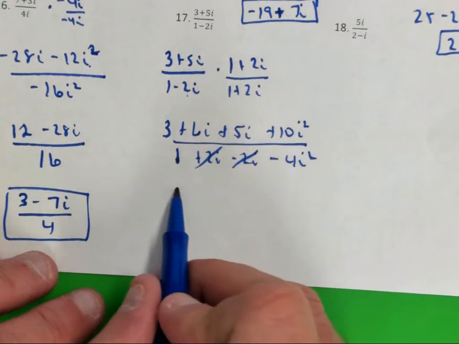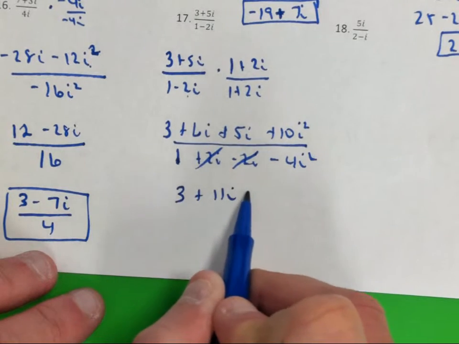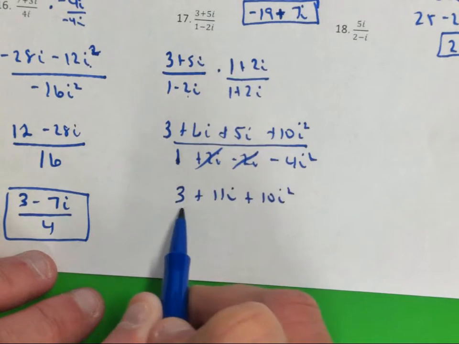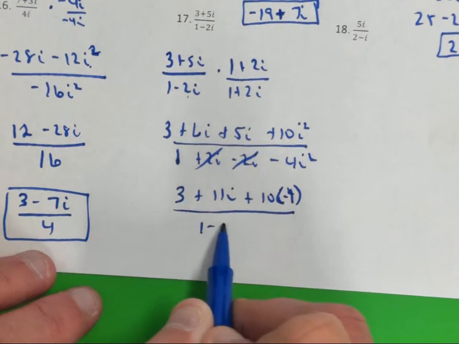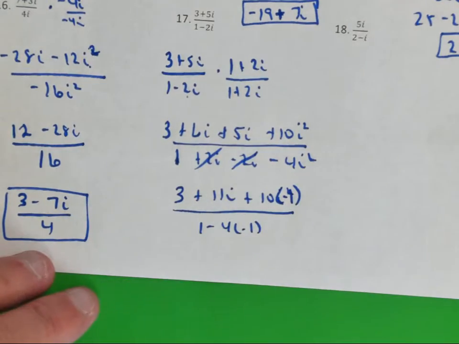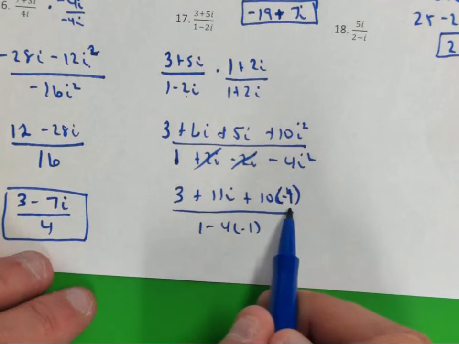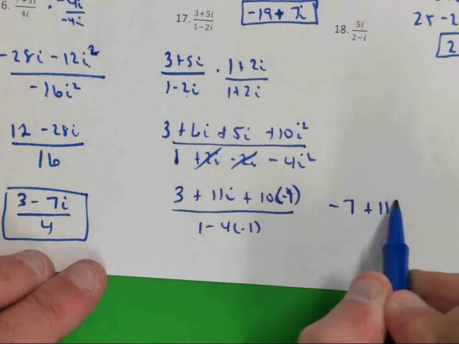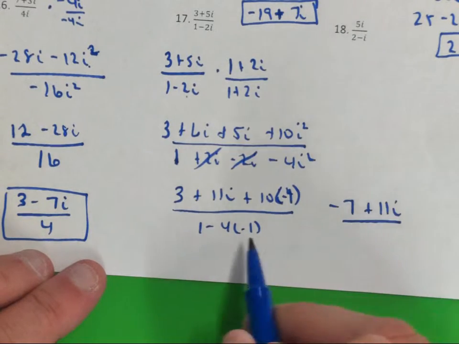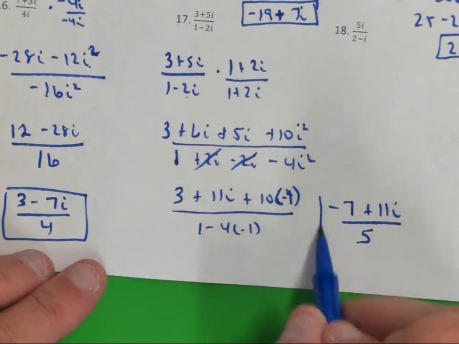Alright, now, 3 plus 11i plus 10i squared. I'm going to make that a negative 1. 1 minus 4 times a negative 1. So that gives me negative 10, and 3 would be negative 7 plus 11i. 1 plus 4 is 5.